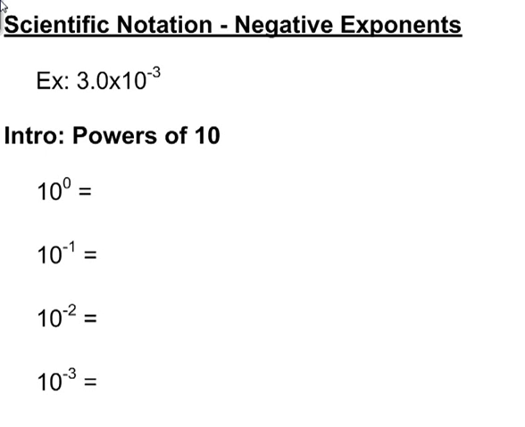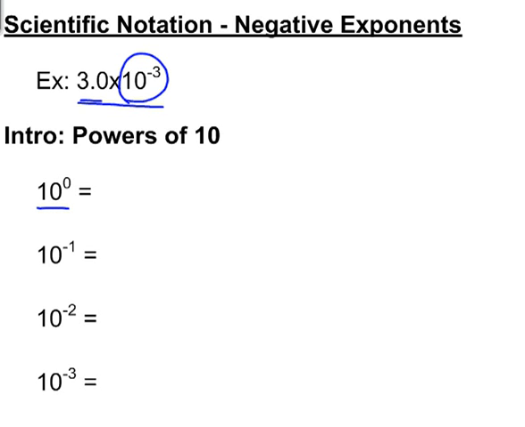Scientific notation with negative exponents. The number 3.0 times 10 to the negative 3 is in scientific notation. The 3.0 out front is what we call our coefficient, and the times 10 to the negative 3 communicates to us how large, or in this case small, our number is.